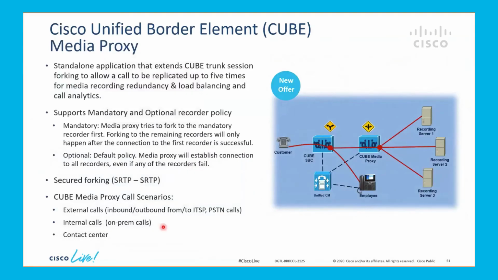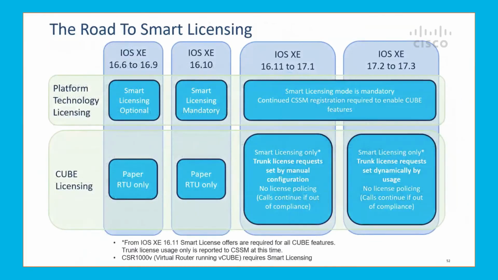And then the Cube Media Proxy is a totally different product outside of Cube Enterprise, and it allows you to fork media for the same call simultaneously up to 5 different recorders. So that has its own licensing. So when it comes to smart licensing, let's take a look at where and what was implemented. So over here in this row, it's the platform technology licensing that I talked about at the start of this section. And then over here at the bottom is the cube licensing.